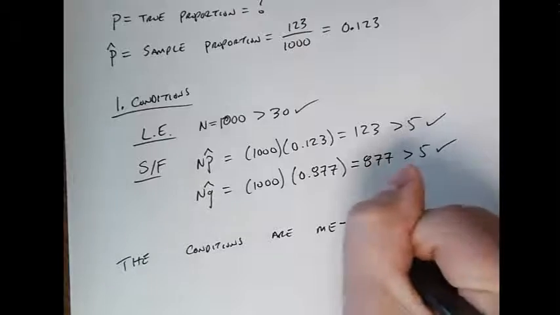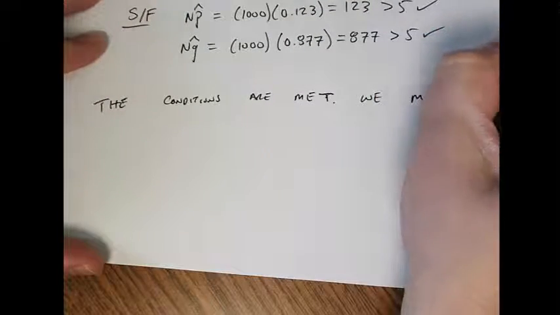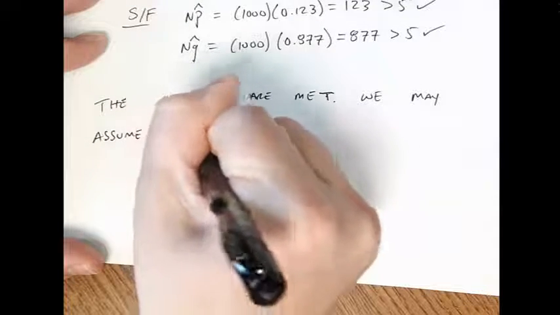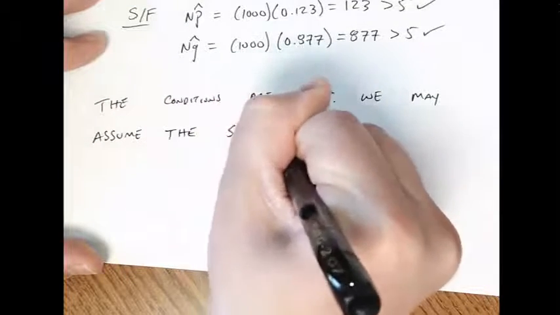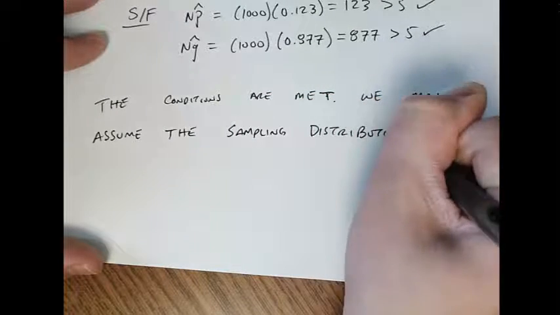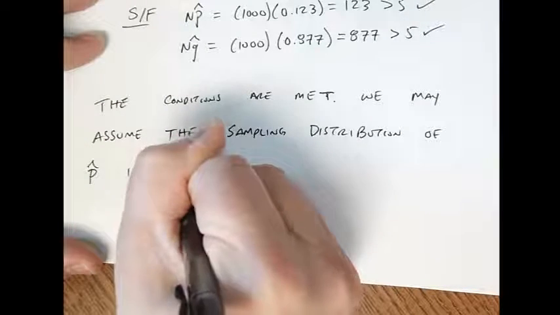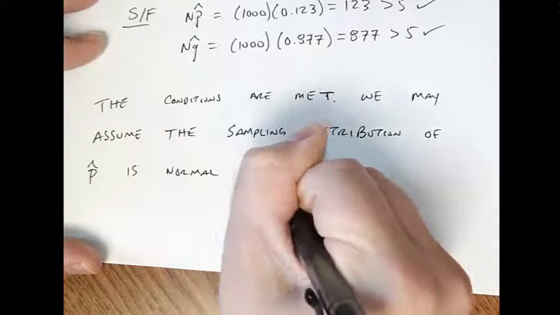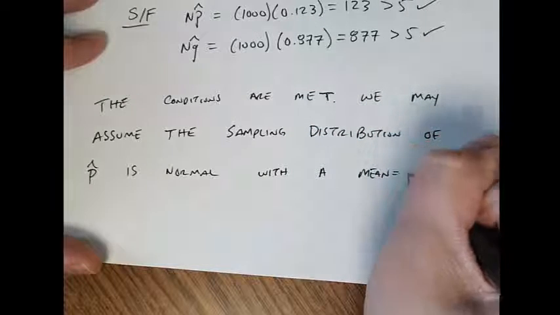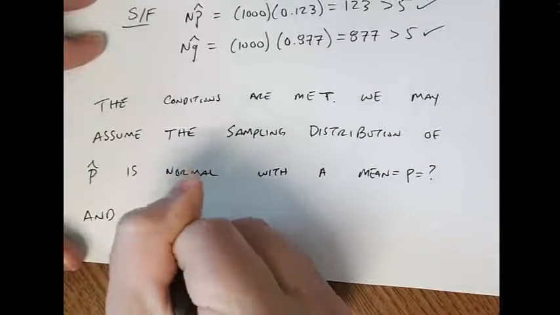So the conditions are met. We may assume the sampling distribution of P hat is normal, with a mean equal to P, which is unknown, and standard error.